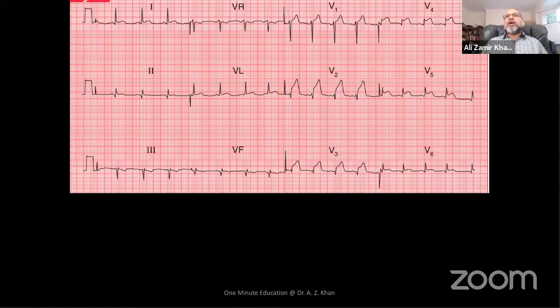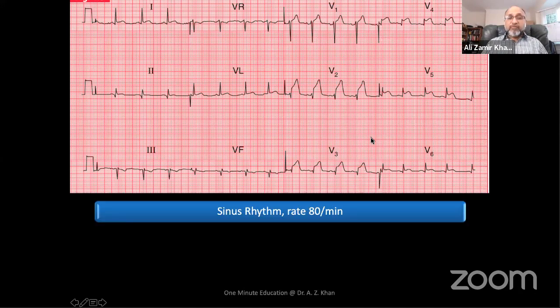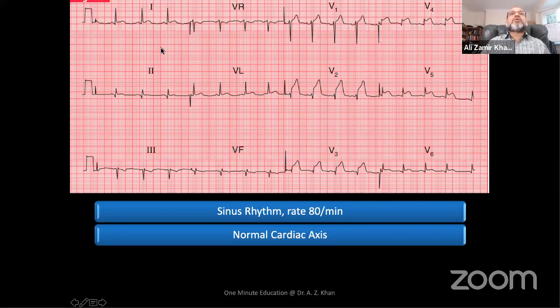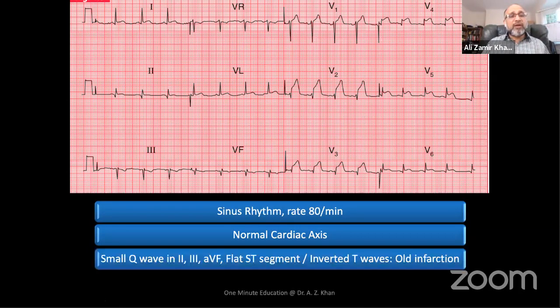It's in front of you, have a look at it. Look at V1, look at V2, V3, something is going on in V1 and V2. But more importantly, look at V4, V5, okay? Oh, what's happening in V4? So sinus rhythm, rate of AT, axis is normal. You can calculate the axis if you want, positive, negative, it's a normal axis. V2 is isoelectric, so it's a normal axis. Small Q waves in 2, 3, AVF, okay?